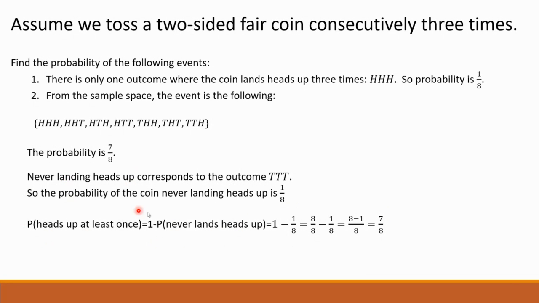Right. Here it wasn't so bad, but you can imagine, what if we had a deck of 52 cards, and we're drawing a card 3 times, with or without replacement. Something like that. I would not want to list the sample space. So just an exercise I thought it'd be good to do. But you can see we get the same answer. We find the probability that it never lands heads up, and we do 1 minus.